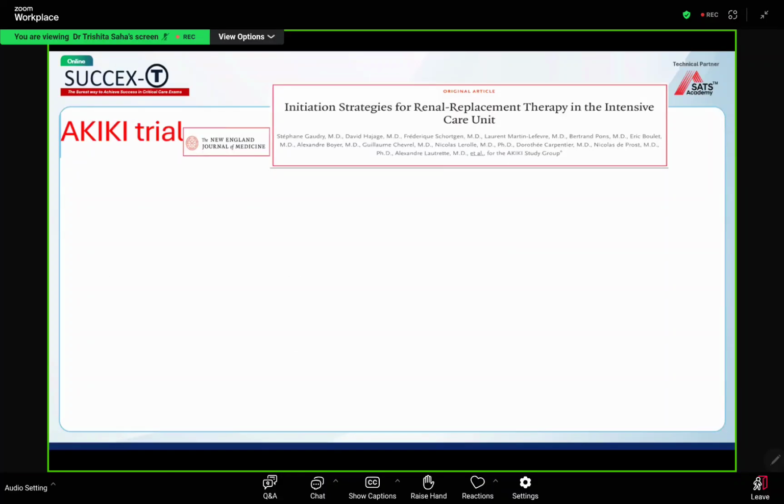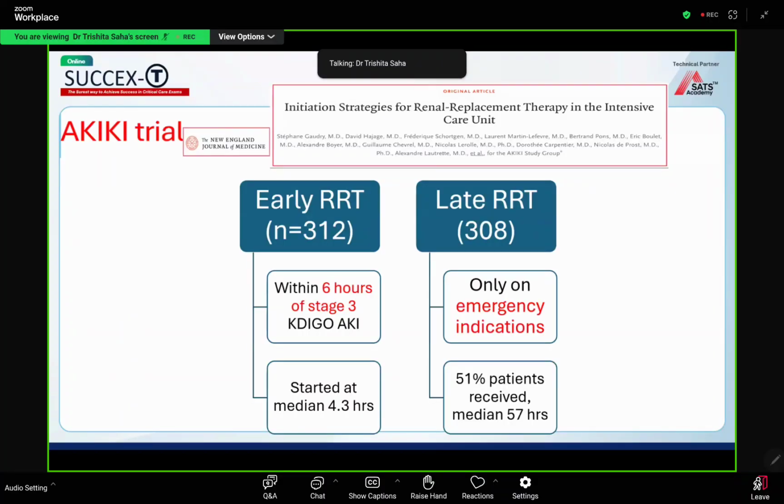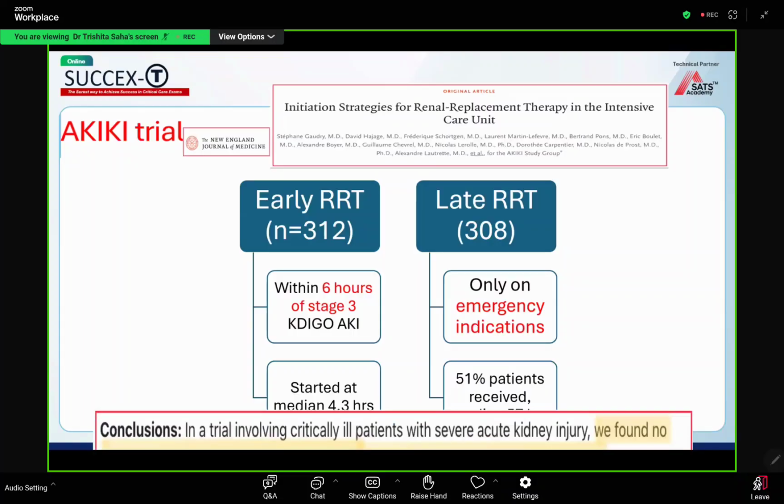Now, I will be discussing each of the trials. First, I will start with the AKIKI trial. The criterion for early RRT was within 6 hours of stage 3 of the KDIGO AKI classification, started at a median of 4.3 hours. Late RRT was only on emergency indication; 51% received it, at a median of 57 hours.